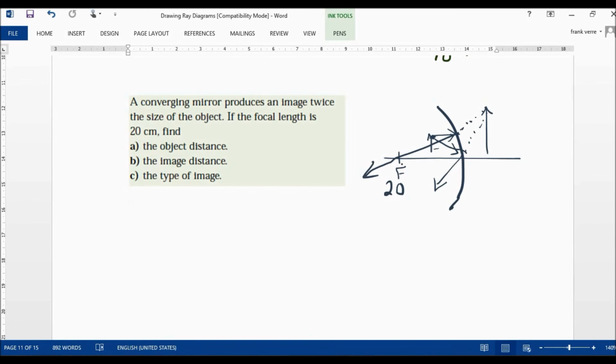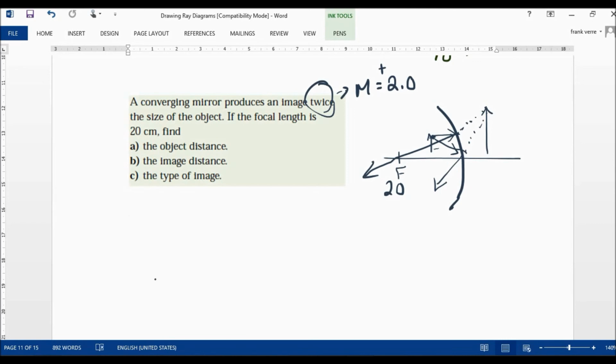And this is where we're actually going to have to do a little bit of a substitution. So it says the image is twice the size. So that means our magnification is 2. Now, with a concave mirror, when you put an object within the focal length, you're going to produce a bigger image that's also the same orientation. So we can assume that's plus 2.